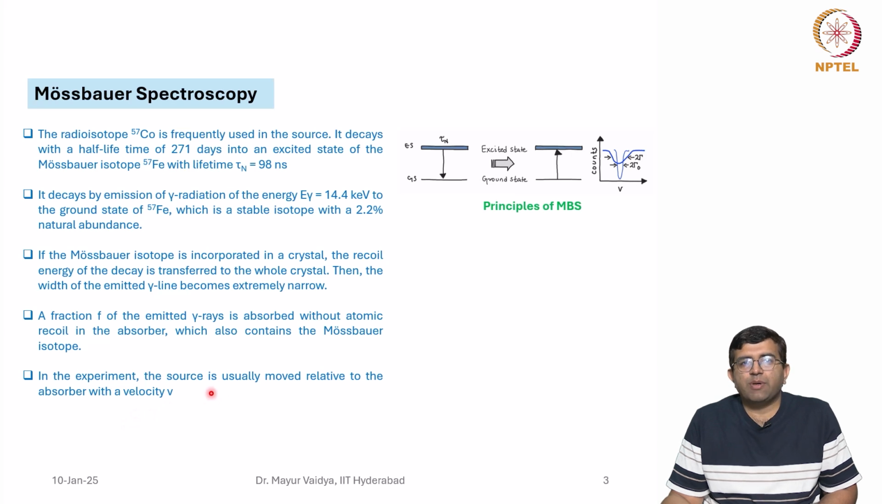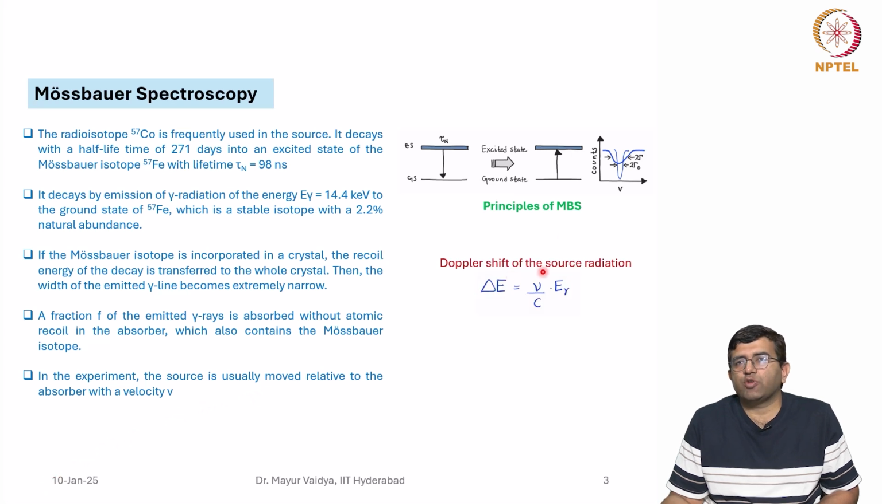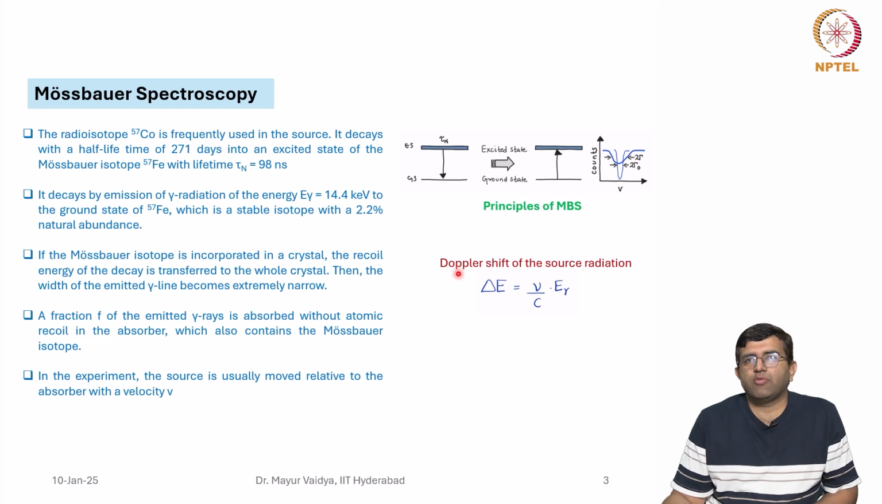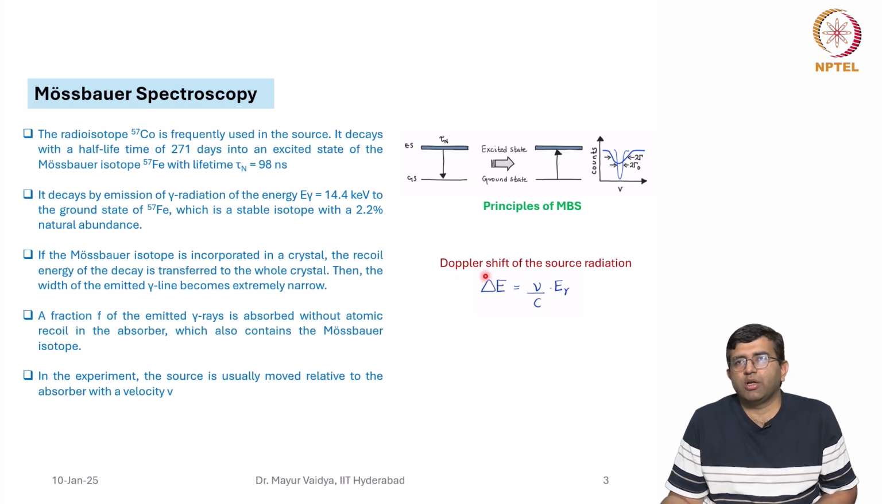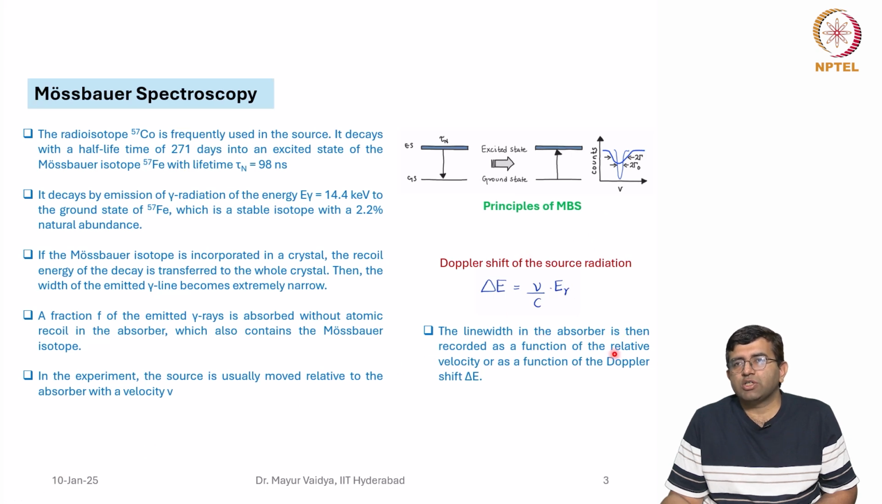Now, in the experiment, usually the source is moved relative to the absorber with the velocity v. Then there is a Doppler shift of the source radiation, you all know that there is a Doppler effect coming whenever you have a moving source. So, then delta E is equal to v by c into E gamma. The line width in the absorber is then recorded. So, the detector records the line width as a function of the relative velocity or as a function of the Doppler shift delta E.